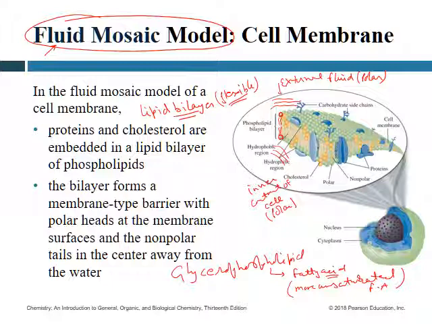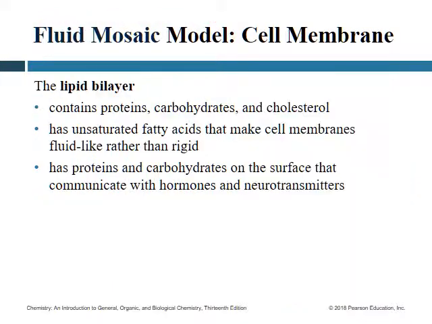Okay. The cell membrane also has carbohydrate present. It also has some proteins embedded into the phospholipid bilayer, like I told you, right? So the lipid bilayer is made up of many different components. The main component is phospholipid, but you have carbohydrate as well as protein. Like I already told you, the bilayer contains protein, carbohydrate, and cholesterol, and the unsaturated fatty acid makes the cell membrane fluid-like rather than rigid. We already talked about this.